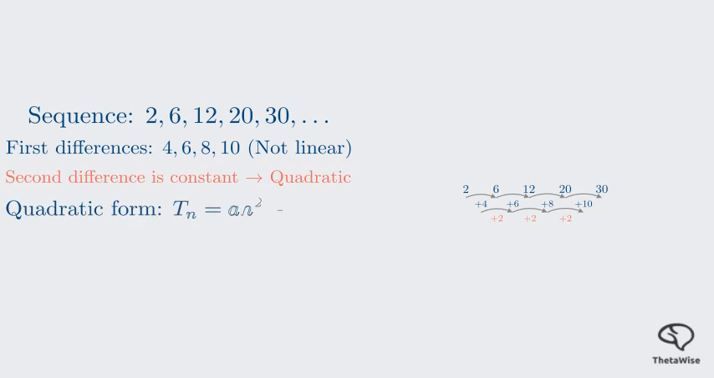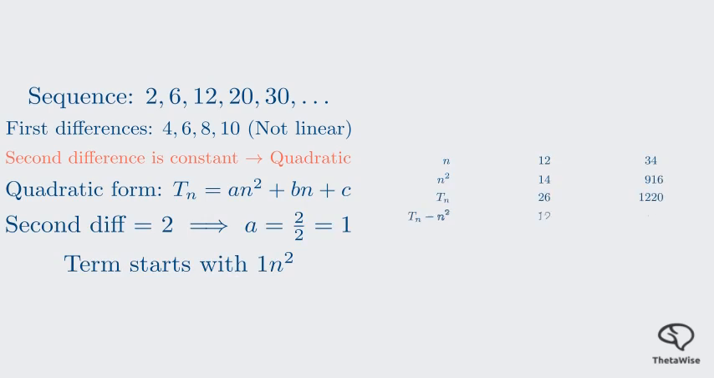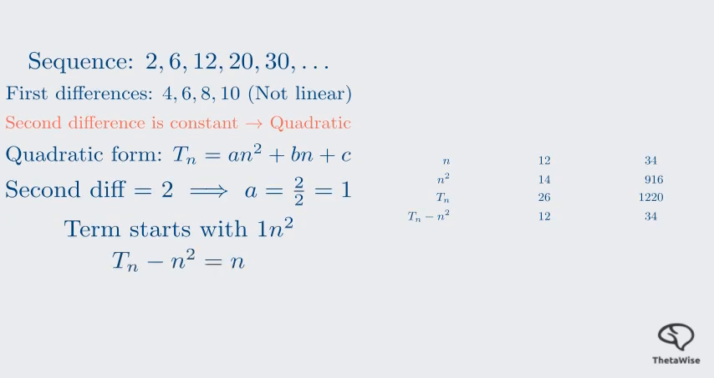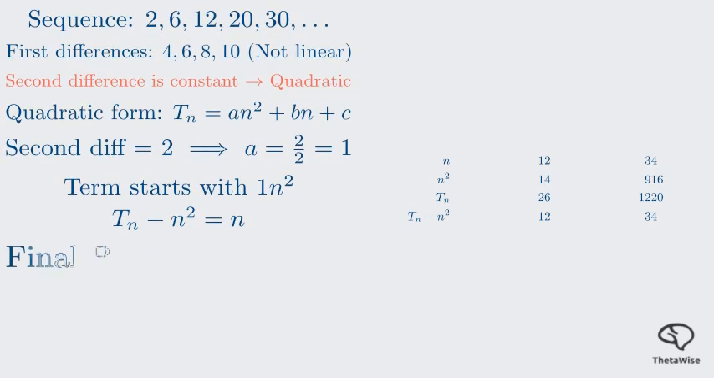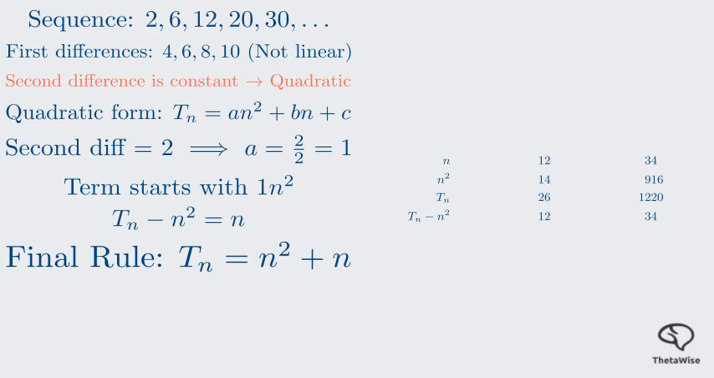The rule for the nth term will involve an n squared term. A quick trick for IGCSE is that the coefficient a is always half of the second difference. Since our second difference is 2, half of that is 1. So our sequence starts with 1n squared, or just n squared. If we subtract n squared from our original terms, we get the sequence 1, 2, 3, 4, which is just n. So, the nth term for this sequence is Tn equals n squared plus n. Quadratic sequences are a favorite in exams, so remember to check that second difference.